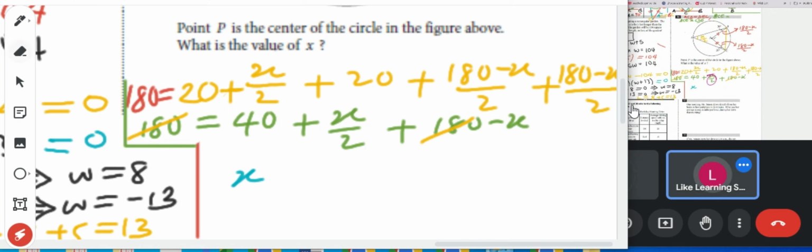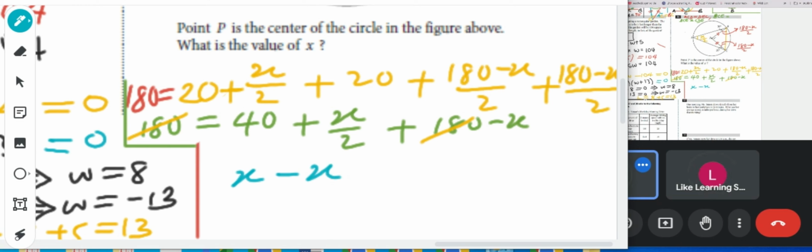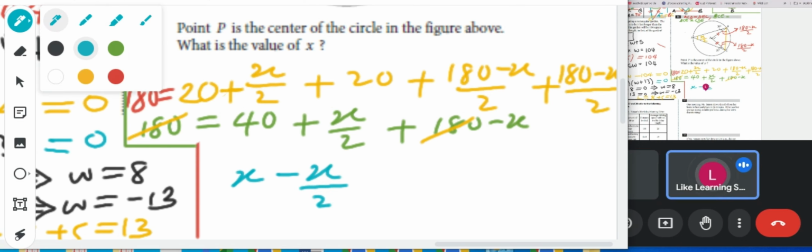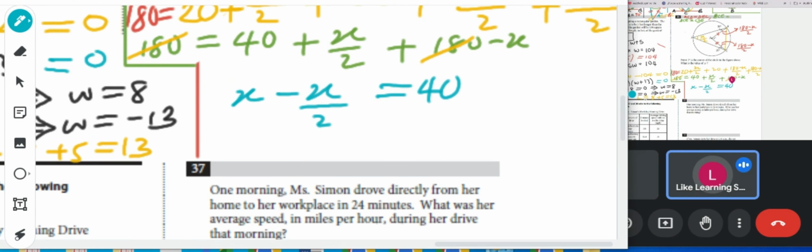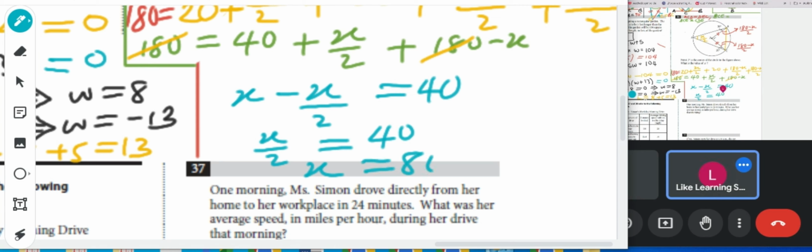So let's take all the x's to the other side. Minus x crosses the other side and becomes plus x. Then this one crosses the other side and becomes minus x over 2. Any method you know, you can use it to solve the equation. That's all I'm trying to do. There's no special thing I'm doing. It's just to solve the equation, and that's equal to 40. x minus x over 2 will give us half x. So x over 2 is equal to 40. That gives x equal to 80. So that's the value of x.